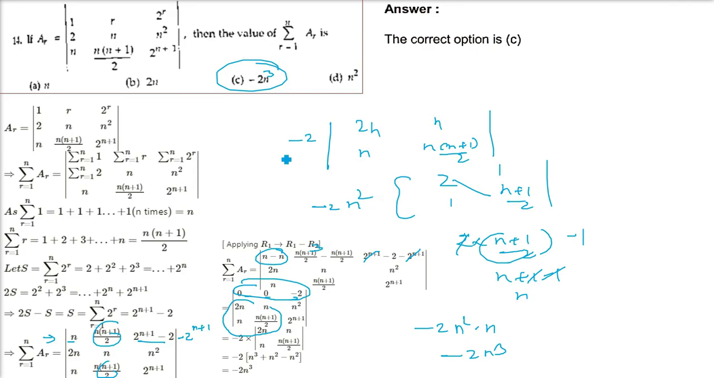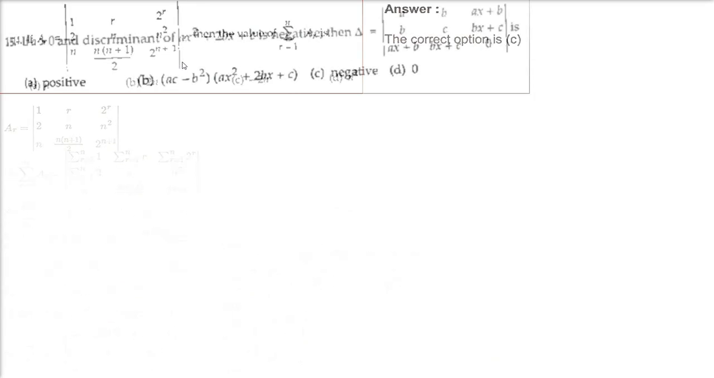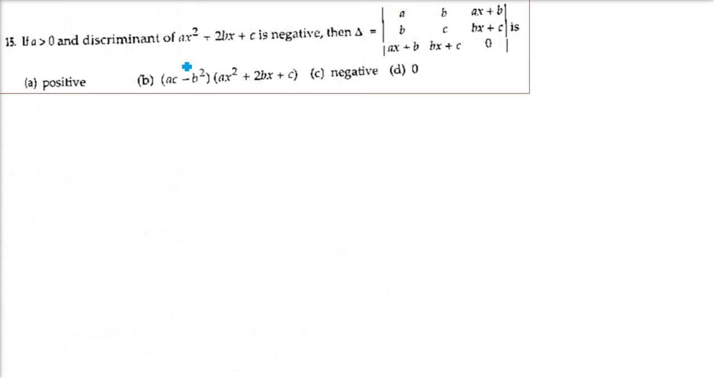There are various concepts being used here. If a is greater than 0, this is very important because this is going to be used in the answer. Discriminant of ax square plus 2bx plus c is negative. Discriminant is b square minus 4ac. Okay, this is negative. Then this determinant will be what?